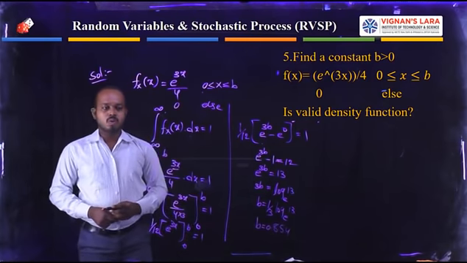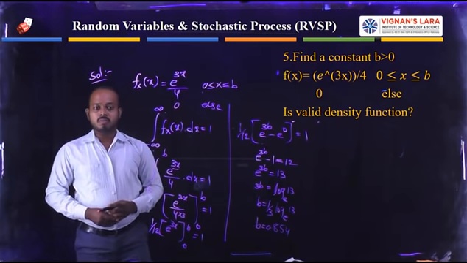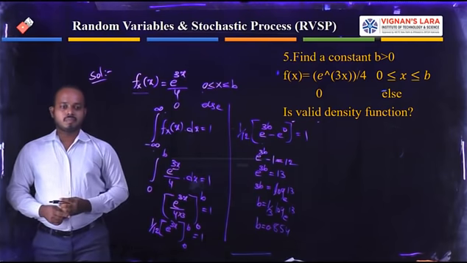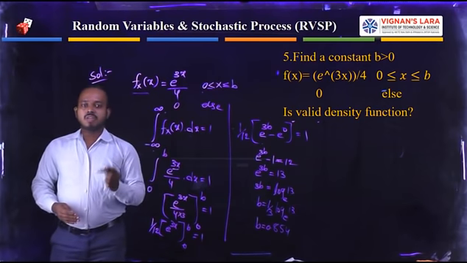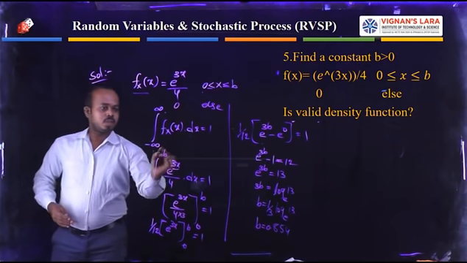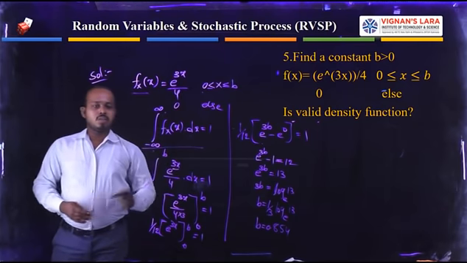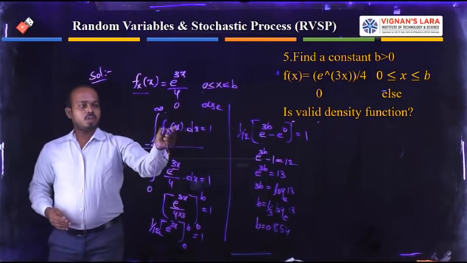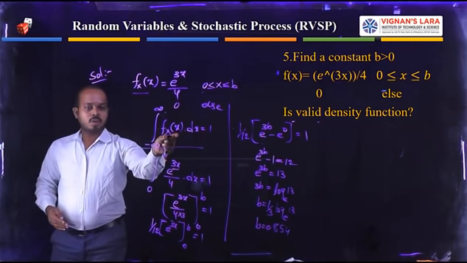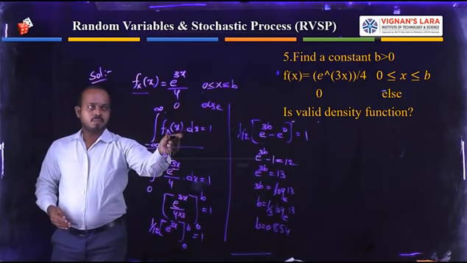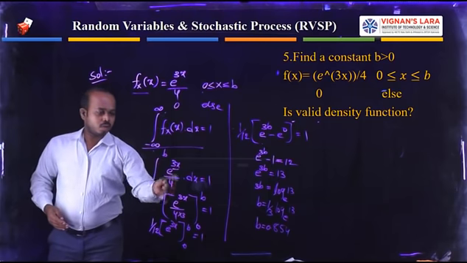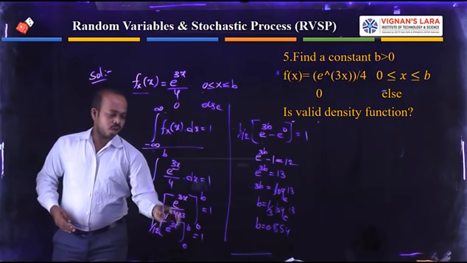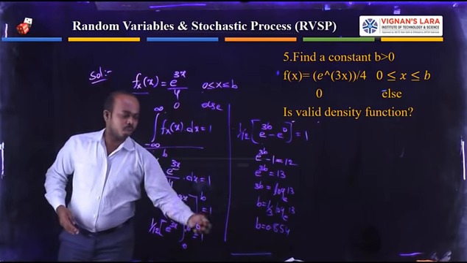What we did in this problem: we took the density function from the given data. Then we applied the essential condition of a density function, that the integral from minus infinity to plus infinity of f(x) dx is equal to 1. We replaced the density function in this fundamental condition, then applied the integration on this density function. Then we substituted the limit values. From these values we simplified the entire equation and obtained the b value.